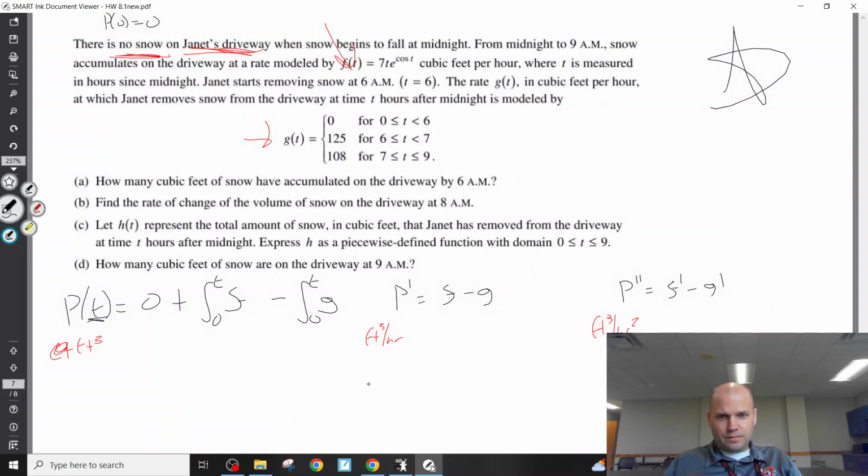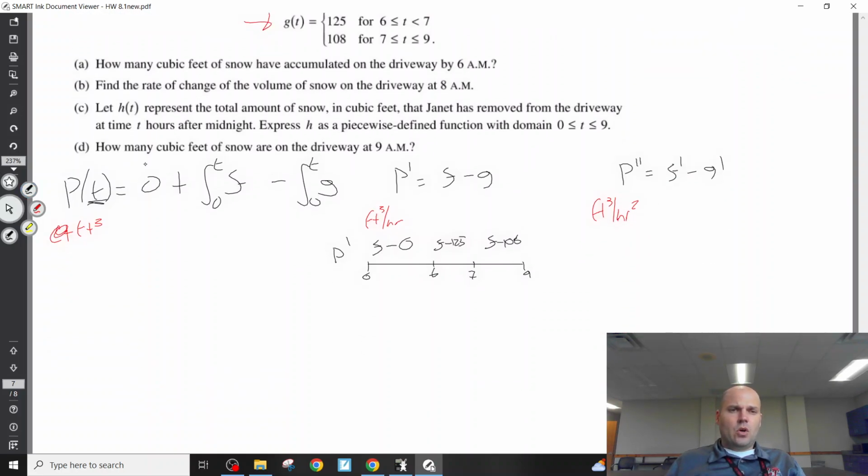For the interval 0 to 9, from 0 to 6, you have f minus 0 because there is no removal of snow over this interval. From 6 to 7, I'm using f minus 125. That's P prime. Now, this is not like the values. This is like what the derivative would be. Because from 6 to 7, g is 125. From 7 to 9, I have f minus 108.